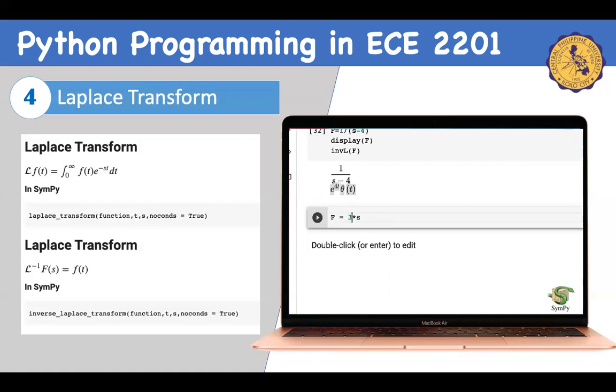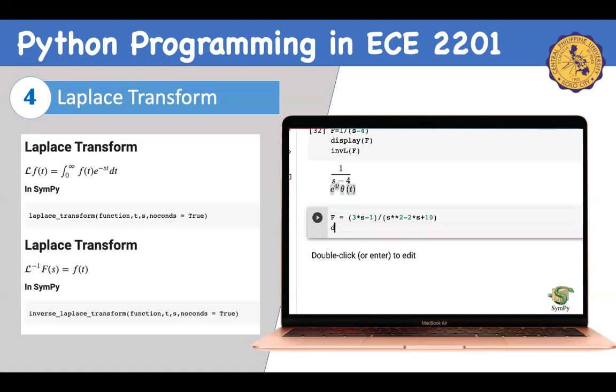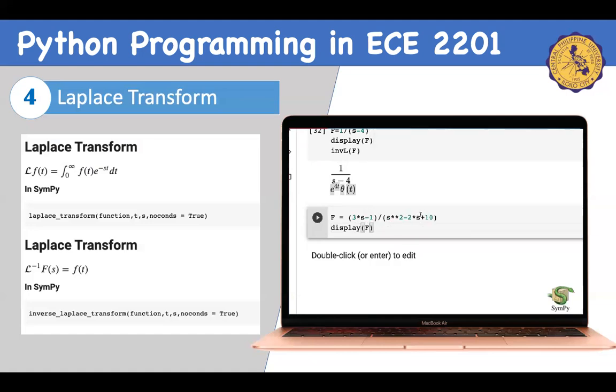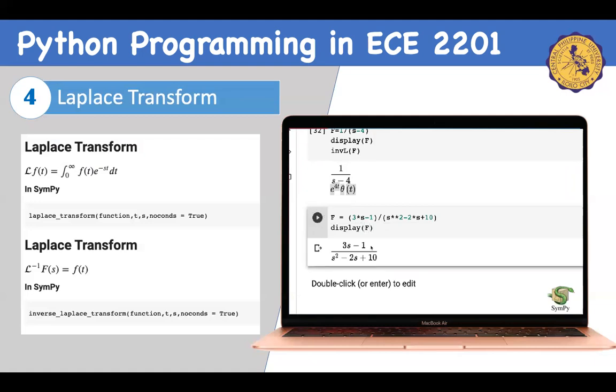Let's have 3s. Okay, let's create a fraction here: 3s minus 1 all over, using s squared minus 2s plus, let's say, 10. So we are going to display the fraction first. That's it, no? So in this fraction, we will be using the 4B method.